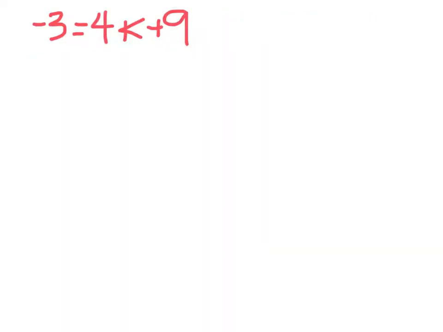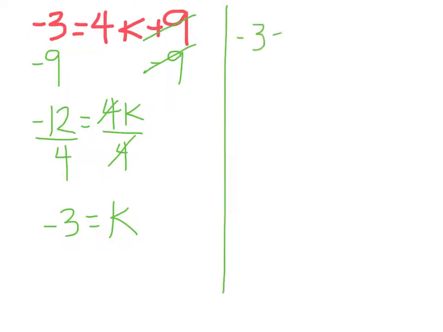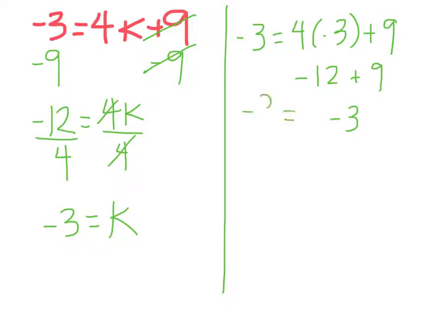My next equation, negative 3 equals 4k plus 9. Pause it and solve it. Alright, we would do minus 9, minus 9. We get negative 12. My negative 9 and plus 9 cancel. Equals 4k. Divide by 4, divide by 4. My 4's cancel. Negative 3 equals k. Now to check it, I say negative 3 equals 4 times negative 3 plus 9. I have negative 12 plus 9 is negative 3, and that equals negative 3.